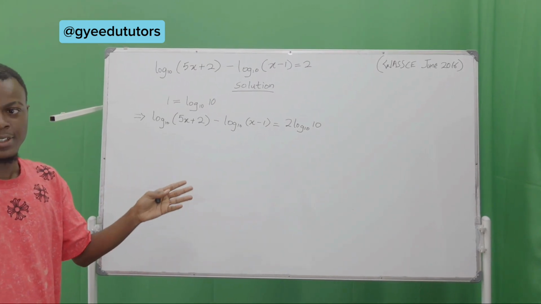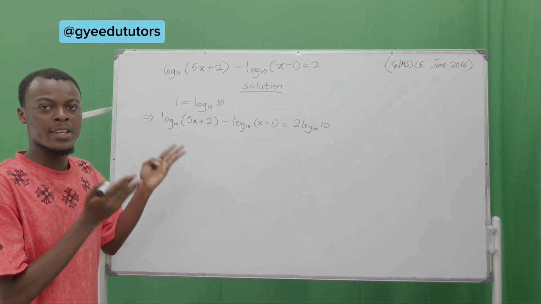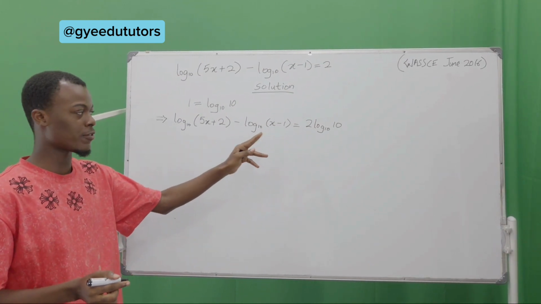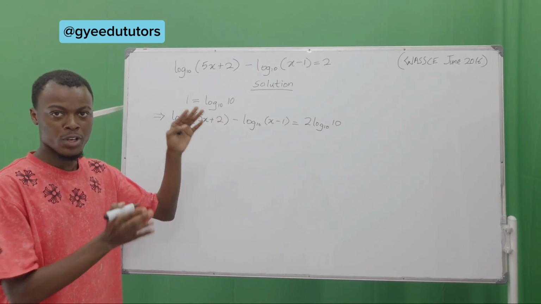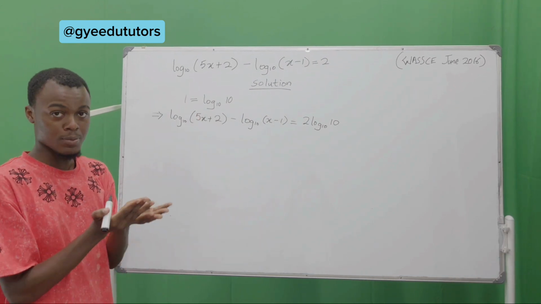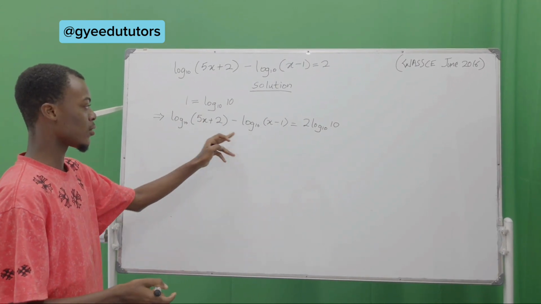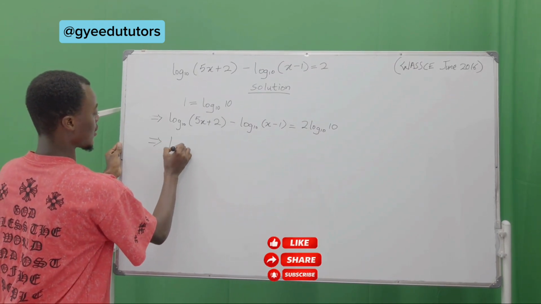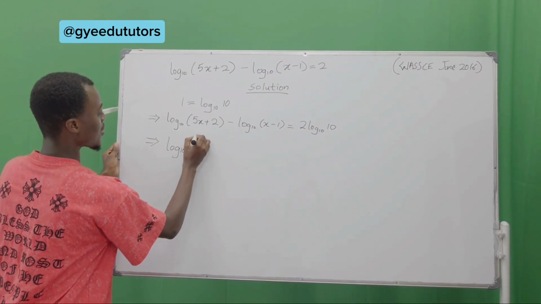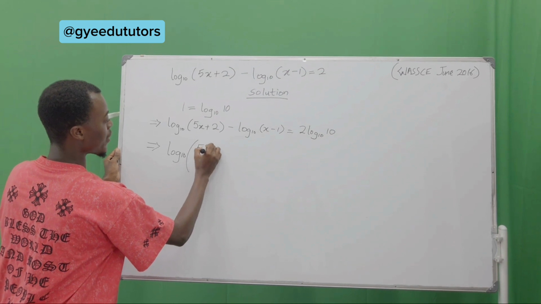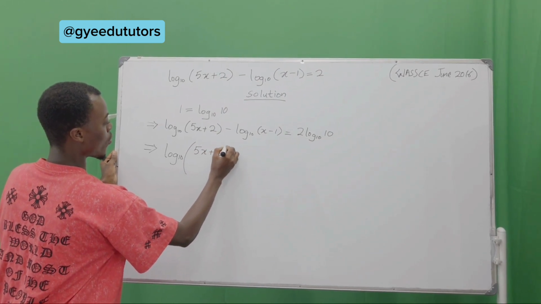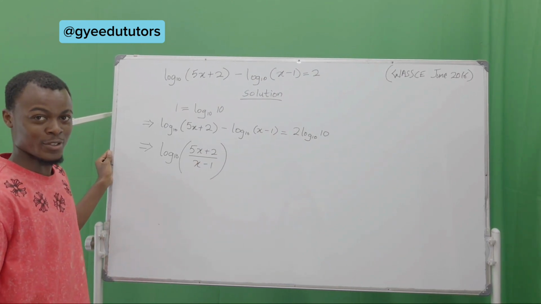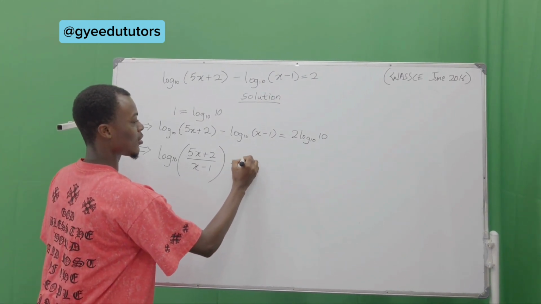But when you get to this side, you know for the second property of log, when the logs are subtracting from each other, you divide them when you bring them together. So since two separate logs are subtracted, if you now come and have a common log like this, it becomes a division. So it becomes what? 5x plus 2 over x minus 1. Okay, so now this side is what?